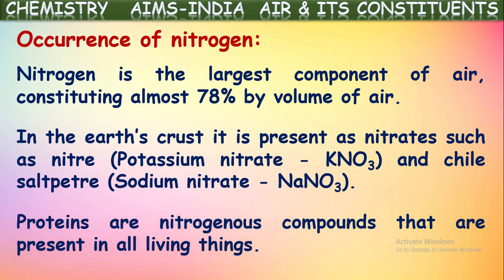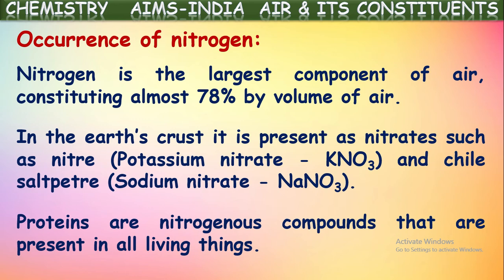Proteins are nitrogenous compounds that are present in all living things. So not only as nitrates in the earth crust, but in the form of proteins also, nitrogen is available in all living things. In biology you might have heard that amino acids form proteins. These proteins are present in almost all living things, and they are made up of nitrogenous compounds. The compounds of nitrogen are the basic building blocks of these proteins. So in all living things, nitrogen is present in compound form.